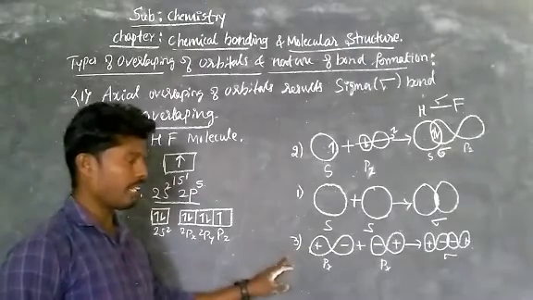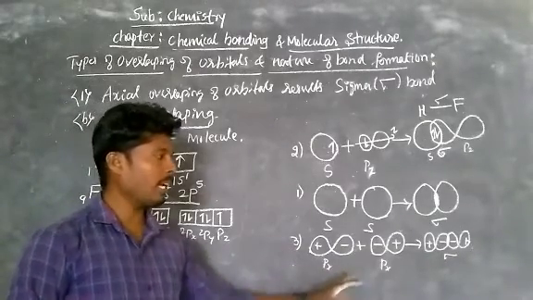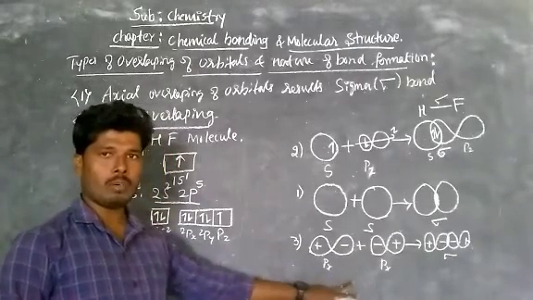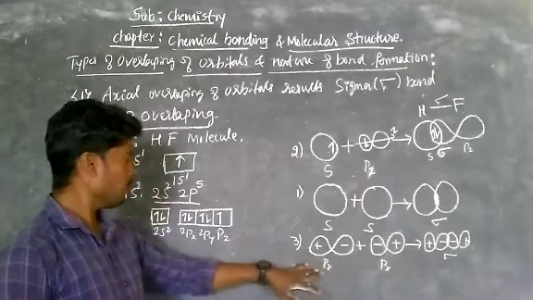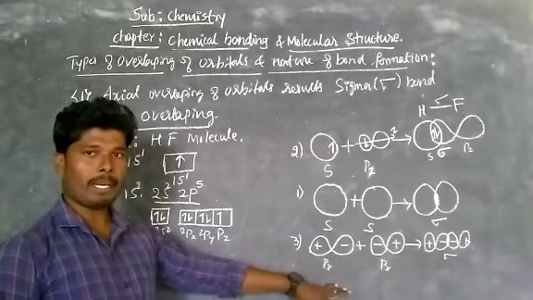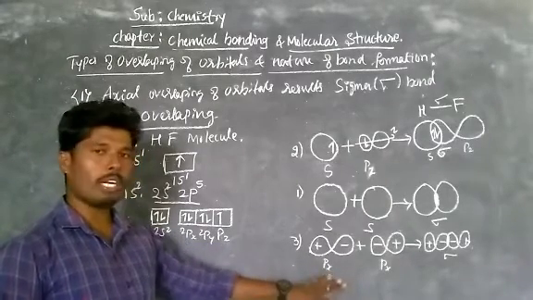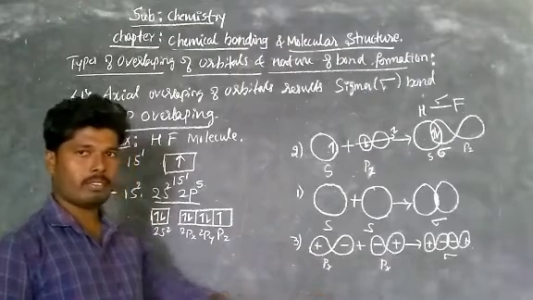Now take the third case, that is p-p orbital overlapping. To understand this p-p orbital overlapping, take the fluorine molecule as an example.